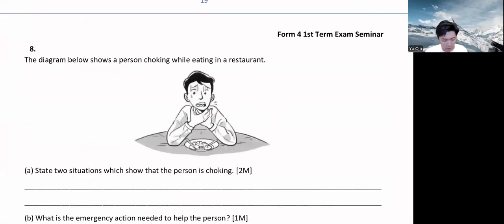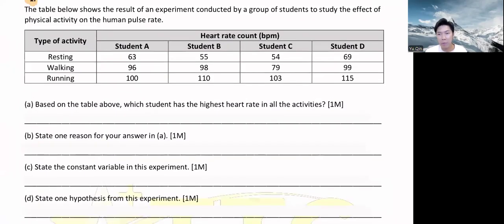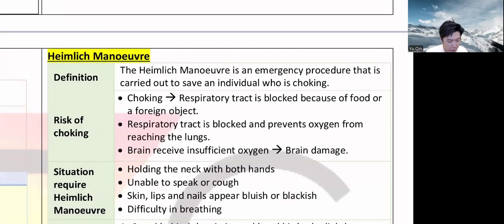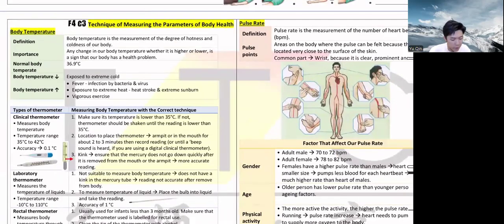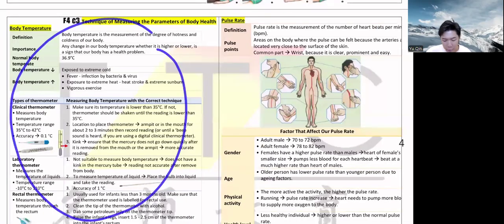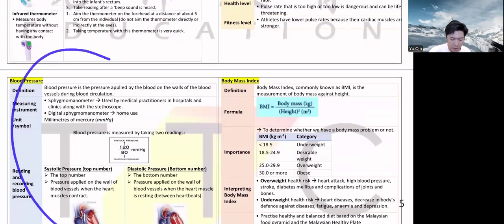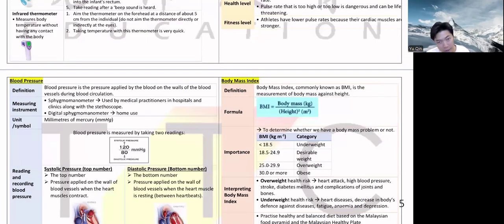Okay, let's go. Chapter 3 is about health parameters. That means how can we know if someone is healthy or not? These are the 4 things. There's only 4 subtopics. These are the 4 things that we can check on, which is body temperature, pulse rate, which we did with the experiment just now, and then blood pressure, and then body mass index. So these are the 4 things.